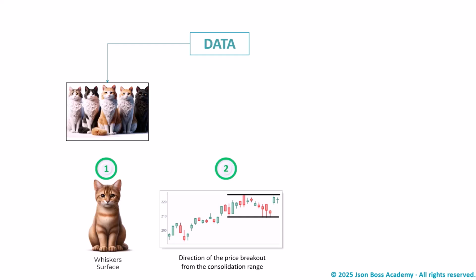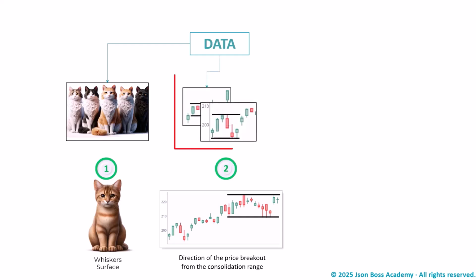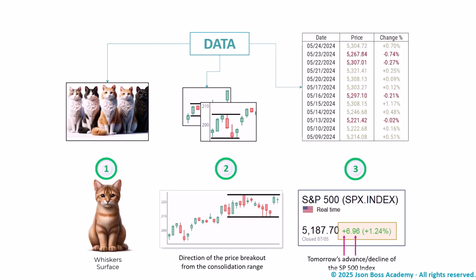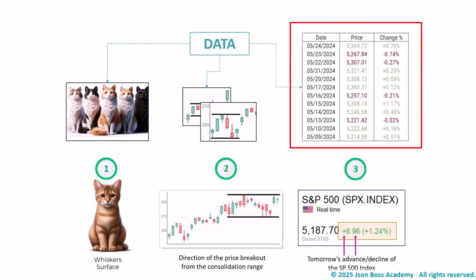Same as with cats. We needed cats data, now we need data on consolidation ranges and its breakouts, whether in the form of images or data tables. And if we want to predict whether the S&P 500 will go up or down tomorrow, again, what we will need is historical data on the daily rises and falls of the S&P 500.